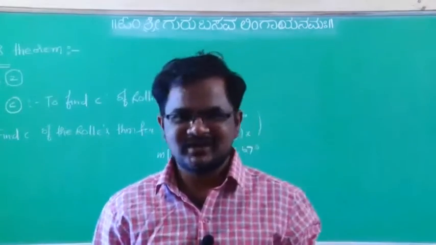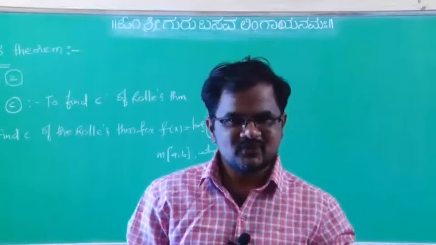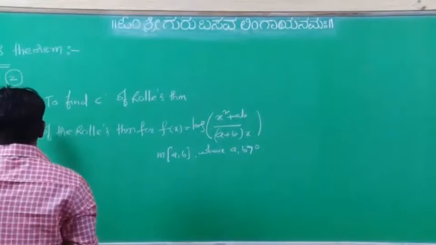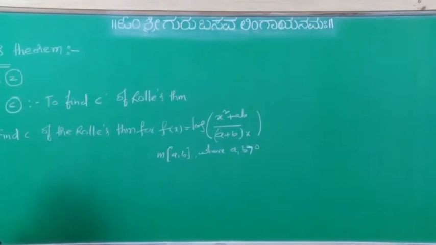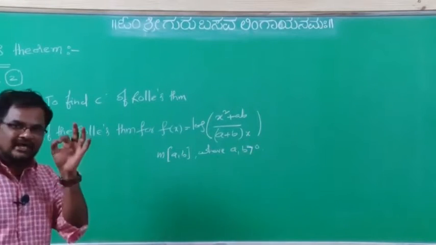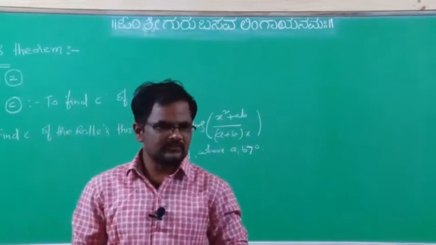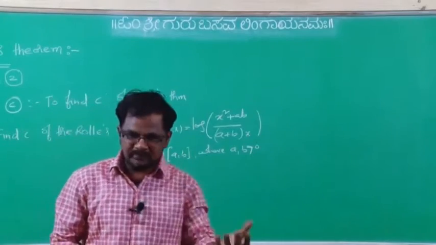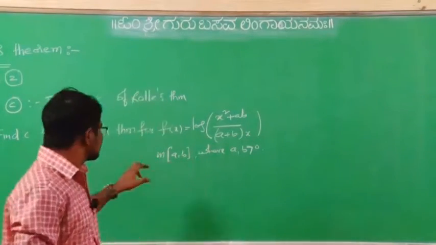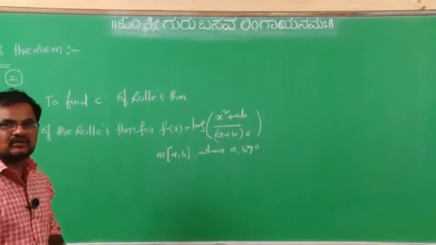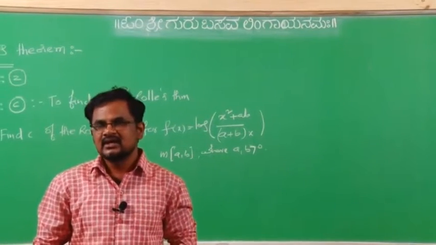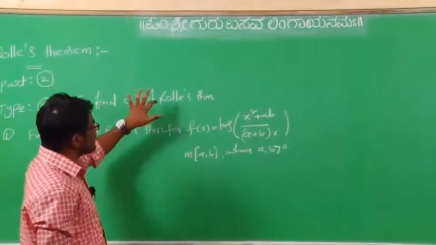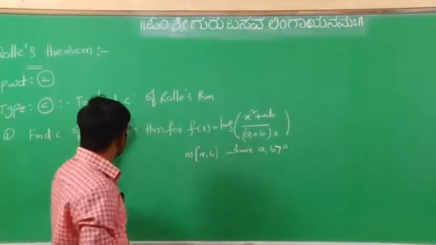Hi students, good morning. In the last class, we started the mean value theorems, then Rolle's theorem, no? So, Rolle's theorem, second class part 2, and in that, type A and type B we completed. Type A is to examine the applicability of Rolle's theorem. Type B is verification of Rolle's theorem. Now the third one is to find the C of Rolle's theorem. This is type C.